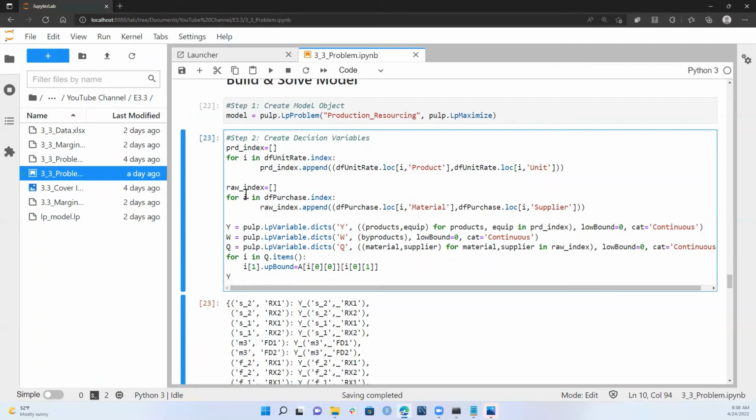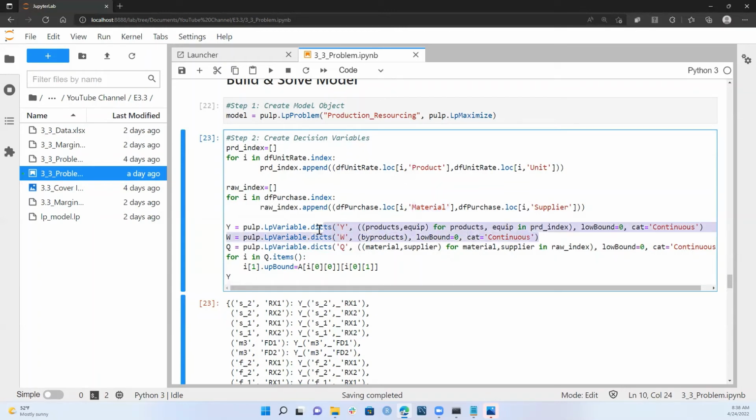For the raw index, this is going to be used to create our new decision variable Q. Again, this is also a nested list. So I'm going to have our material and supplier pairs in this index. And so I use that raw material index to make Q sub JS, again, for each material and supplier pair, all with a lower bound 0 and all continuous.